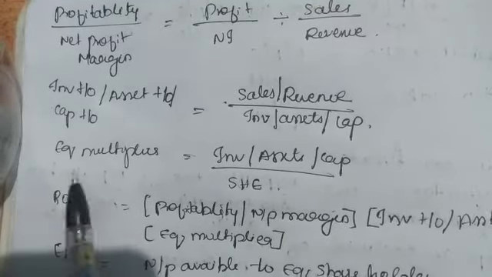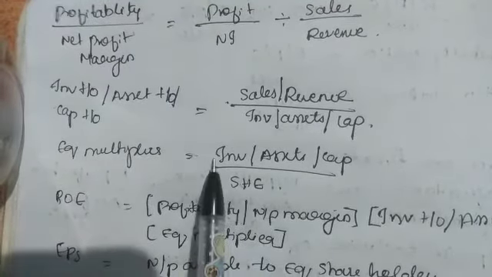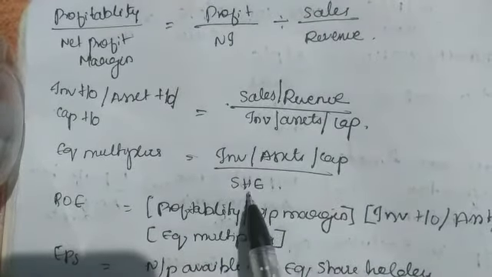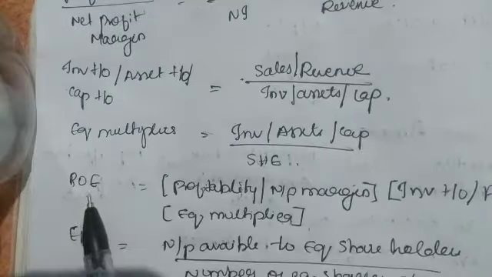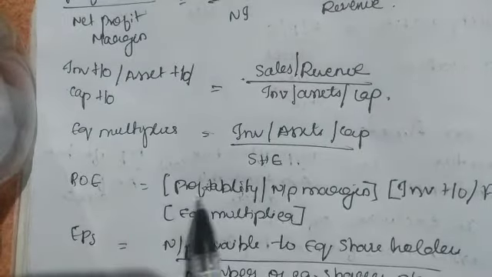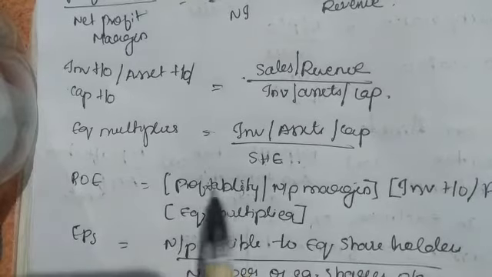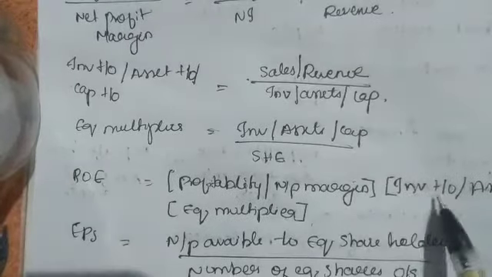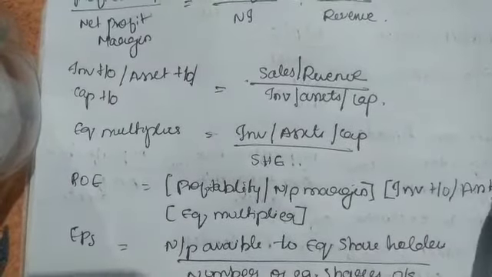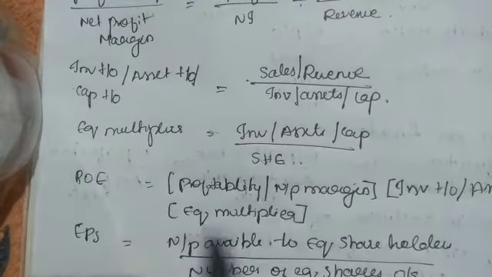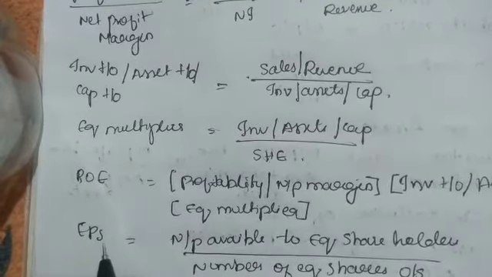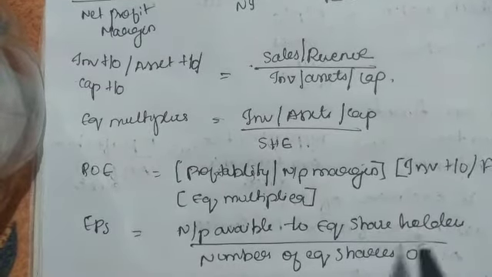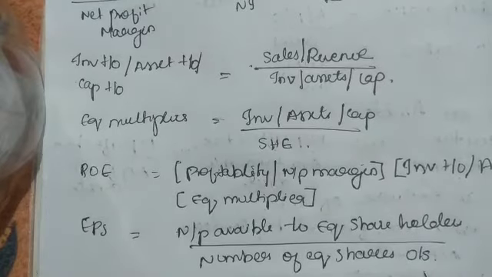Then this is the equity multiplier, that is investment, assets or capital divided by the shareholders' equity. ROE, return on equity, is equal to profitability or net profit margin into investment turnover or assets turnover or capital turnover into equity multiplier. Then EPS, earnings per share: net profit available to equity shareholders divided by number of equity shares outstanding.